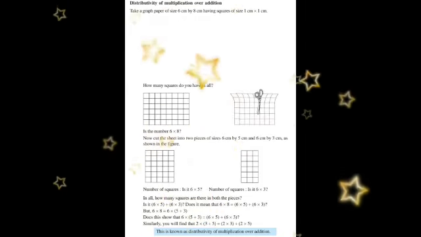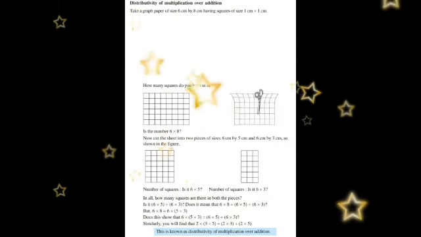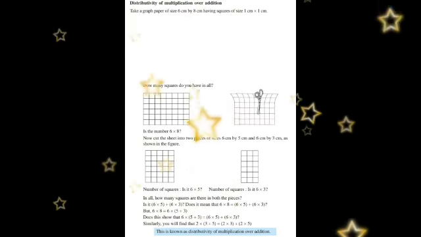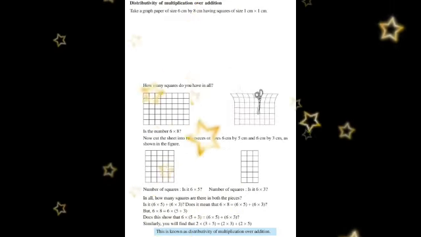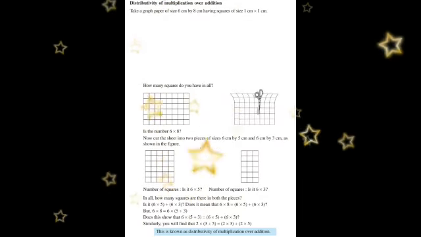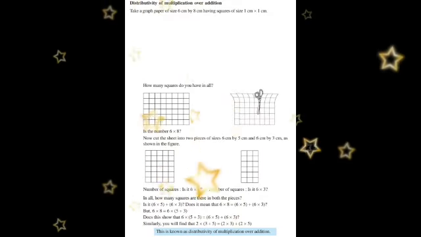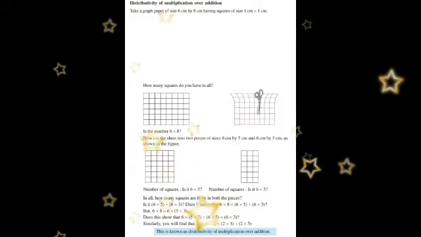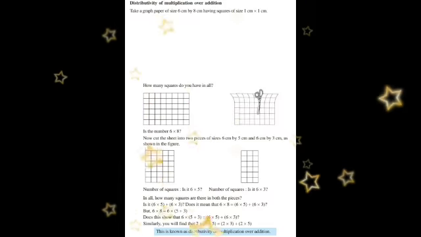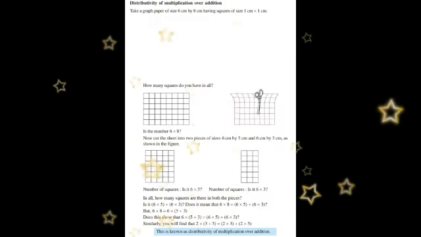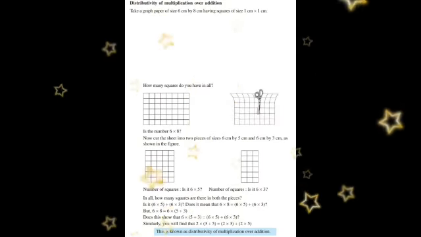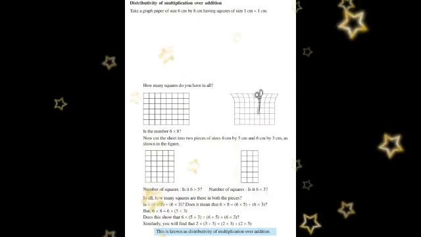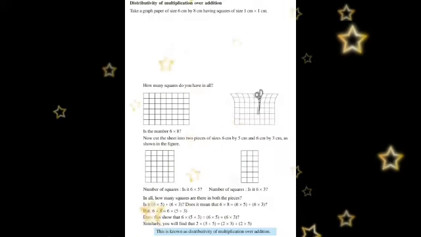Is it 6 into 5 plus 6 into 3? Does it mean that 6 into 8 is equal to 6 into 5 plus 6 into 3? But 6 into 8 is equal to 6 into (5 plus 3). Similarly, you will find that 2 into (3 plus 5) is equal to 2 into 3 plus 2 into 5. This is known as the distributivity of multiplication over addition.